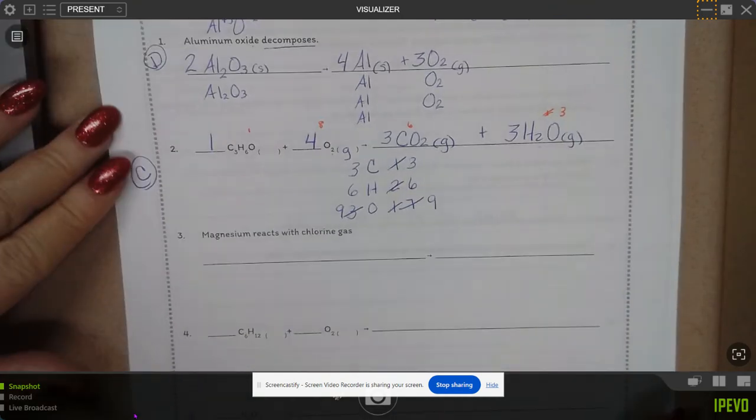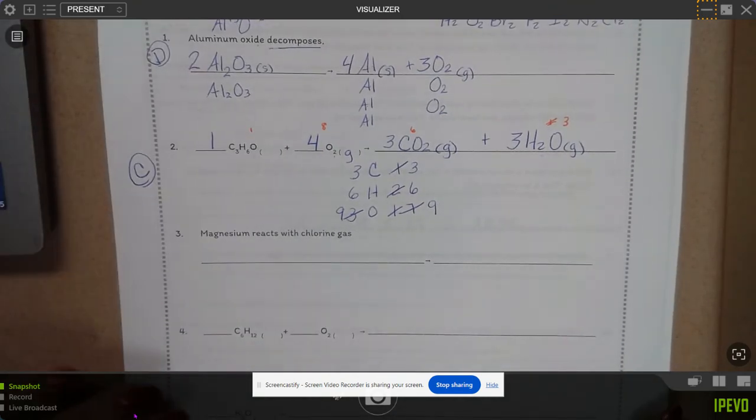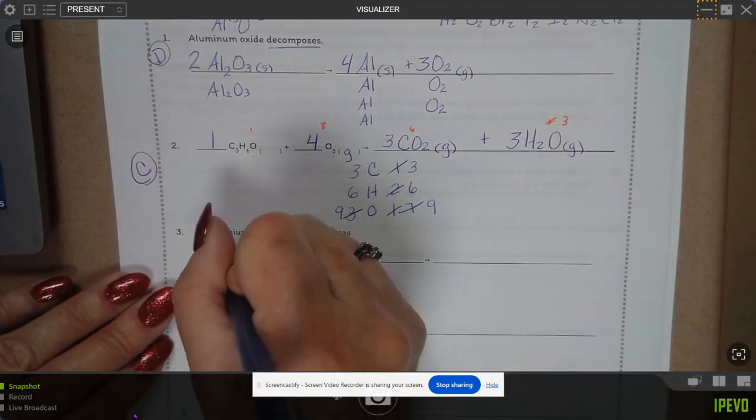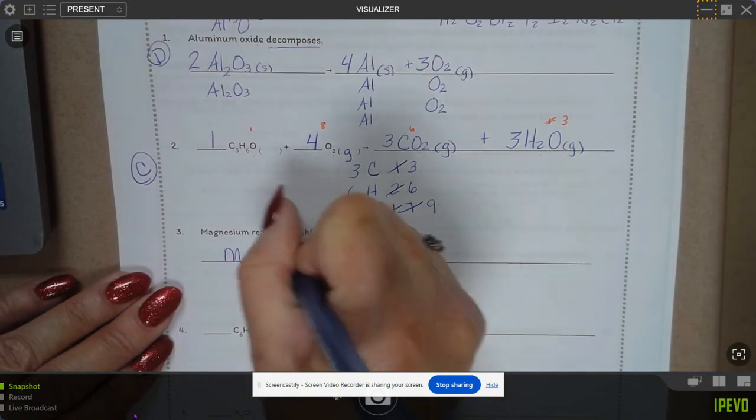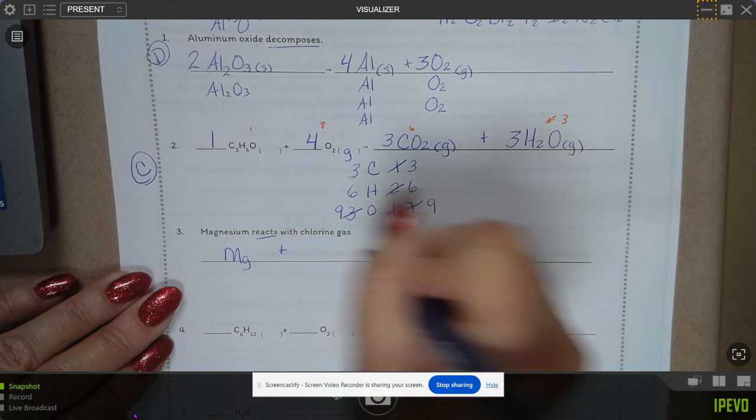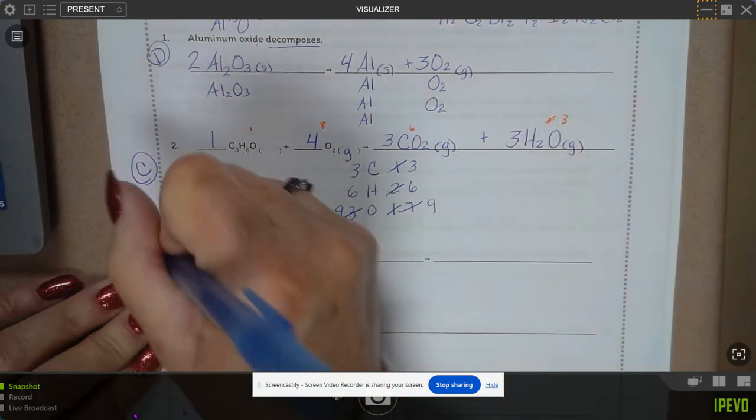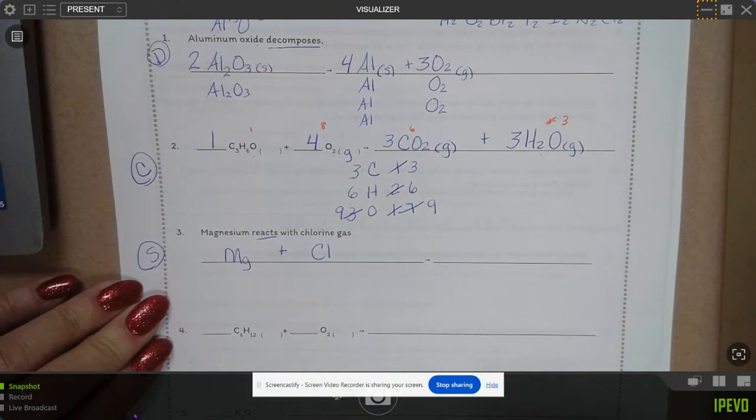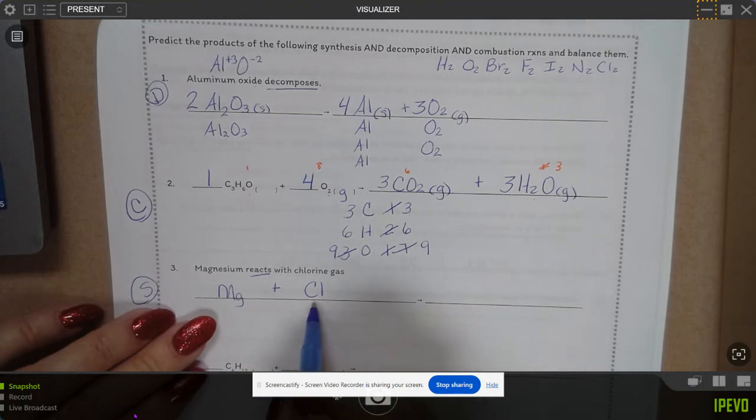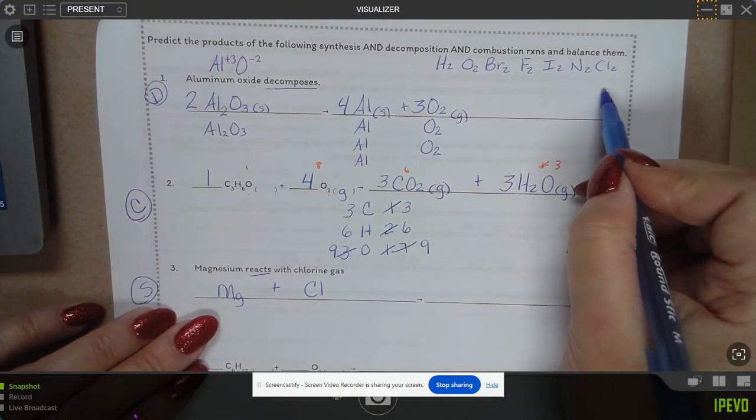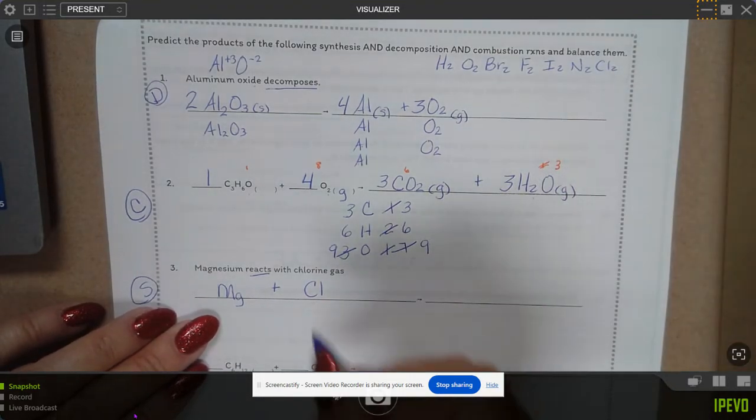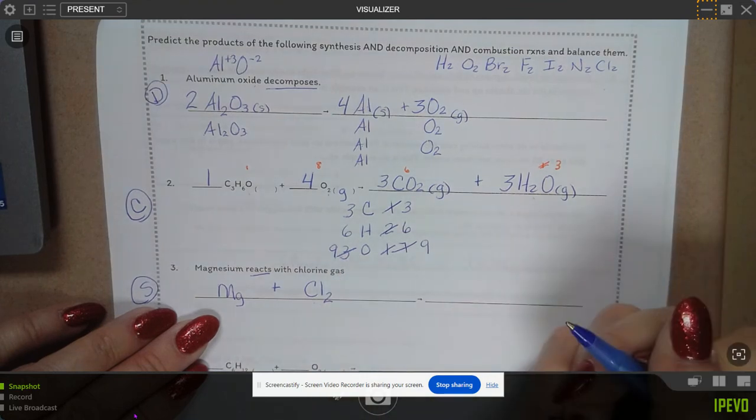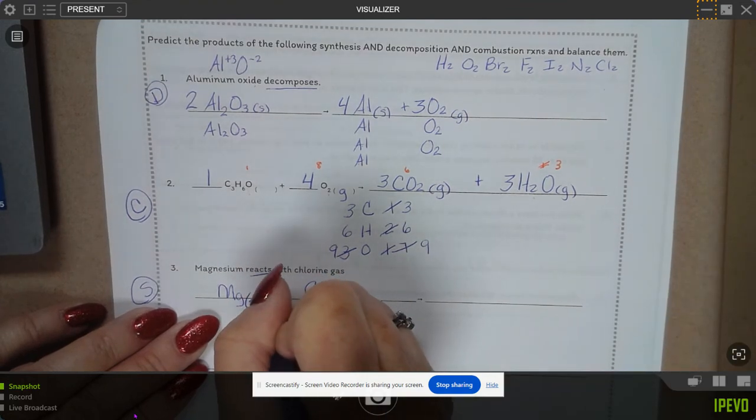All right. Next up, magnesium reacts with chlorine gas. So we are starting this reaction with magnesium. Reacting with means plus chlorine, so this is a synthesis. Chlorine is one of the Hober-Finkel 7 diatomic elements, so it gets a 2. Magnesium is a solid.